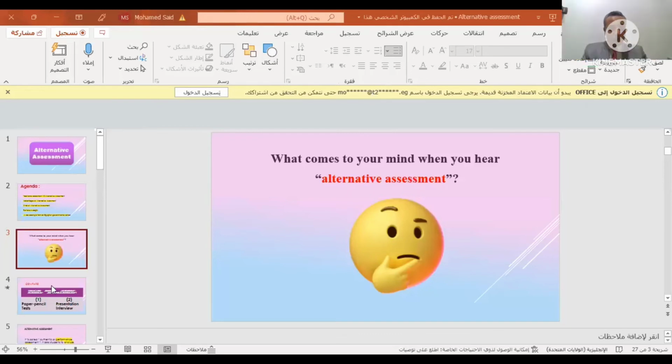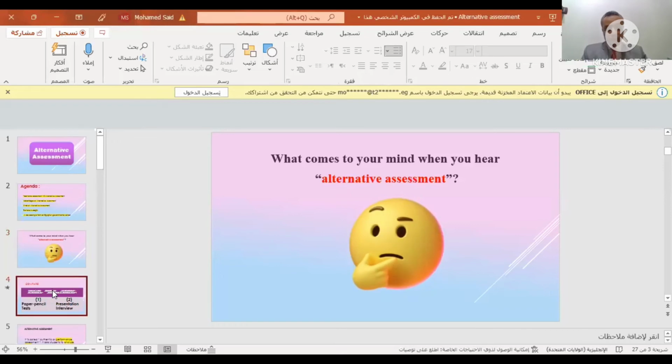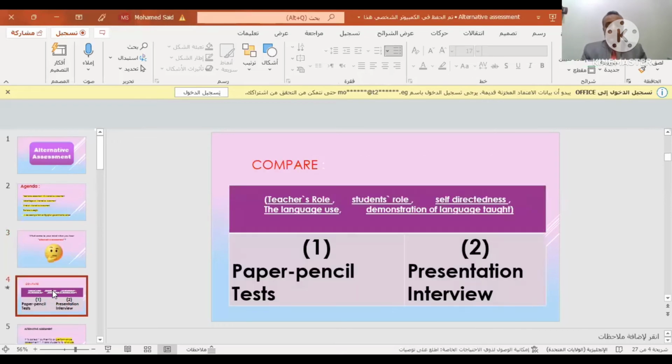Okay, so let's go to slide number 4. Look at this table carefully. We have here two items. We have number one, paper pencil test, and presentation and interview. This is the first exercise we are going to do. Let's compare. The slide speaks about comparing. Let's find some differences between the paper pencil test and the presentation and the interview.